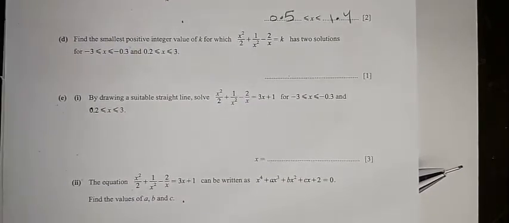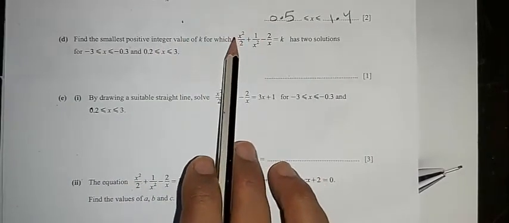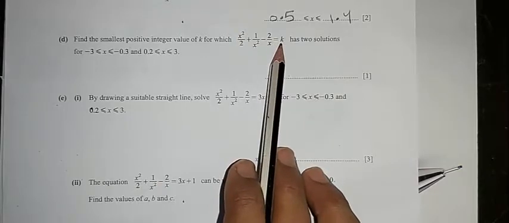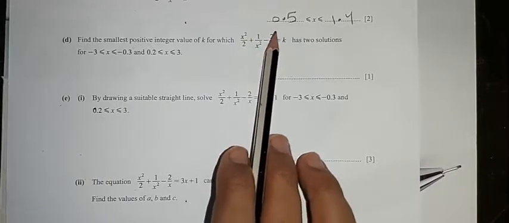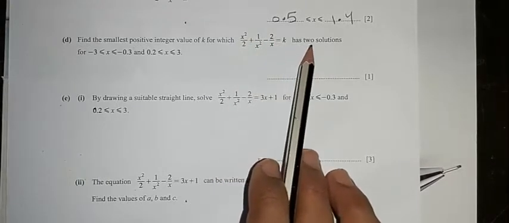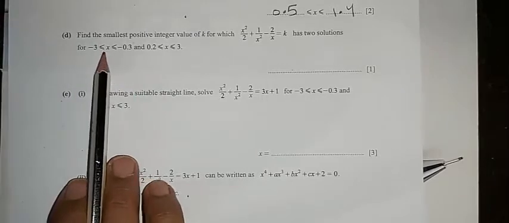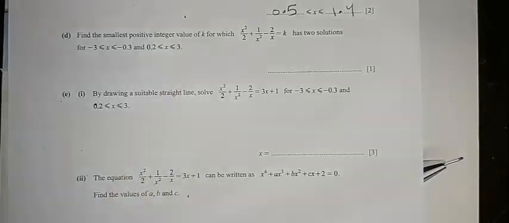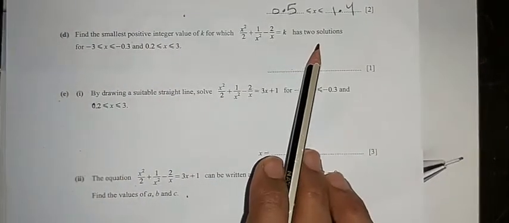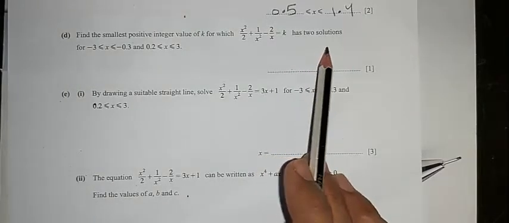In part D, find the smallest positive integer value of k for which this equation, x squared over 2 plus 1 over x squared minus 2 over x equals k, has two solutions, for x from negative 3 to negative 0.3 and x from 0.2 to 3. We need the smallest positive integer.